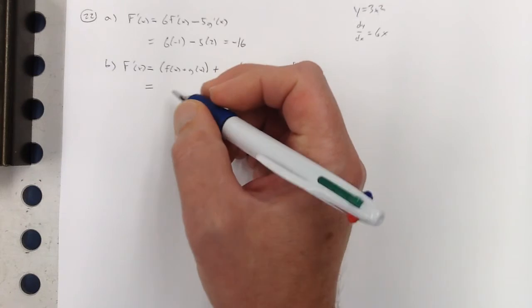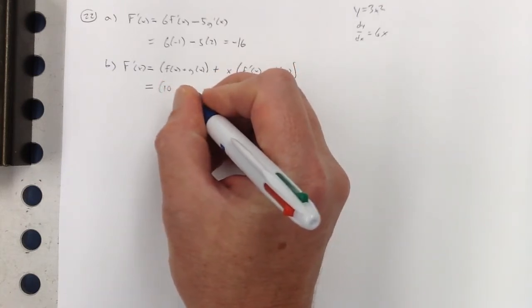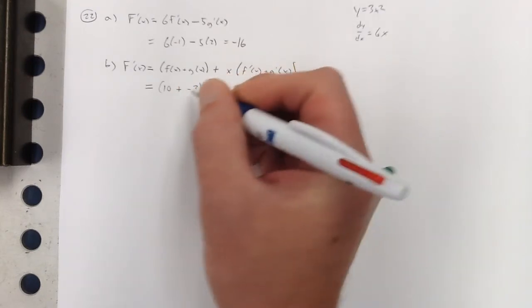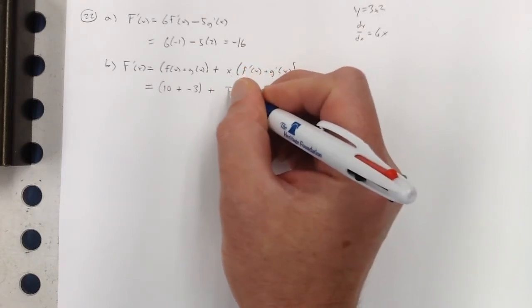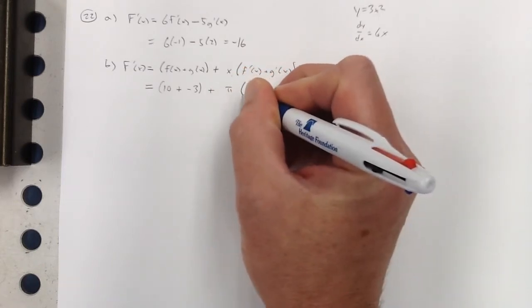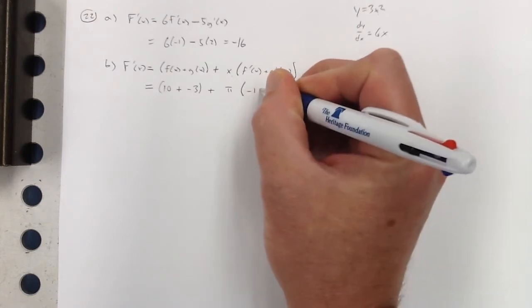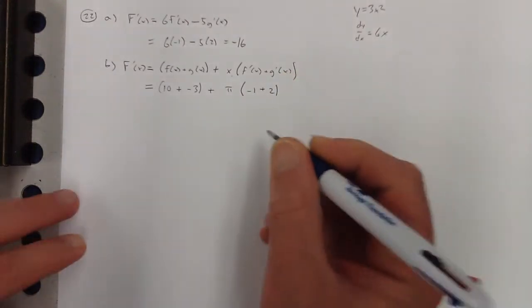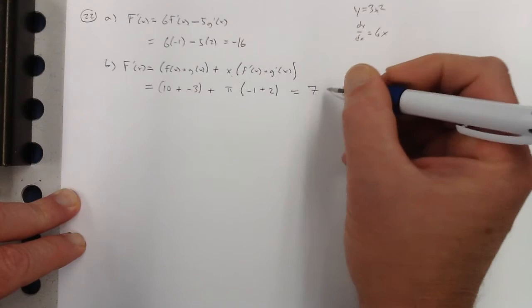So I'm going to plug pi in. So f of pi is 10 plus g of pi is -3 and plus x is pi. F prime of pi is -1 and g prime of pi is 2. So it looks like I have 7 plus pi.